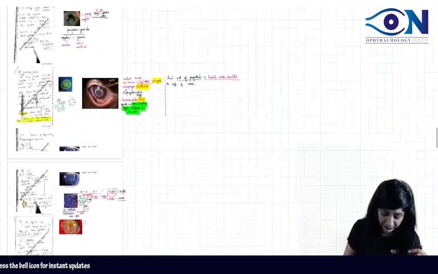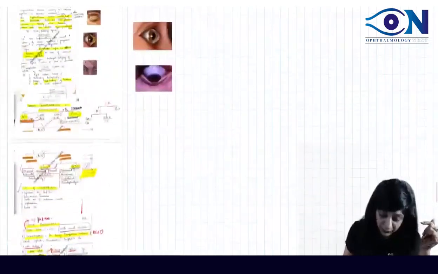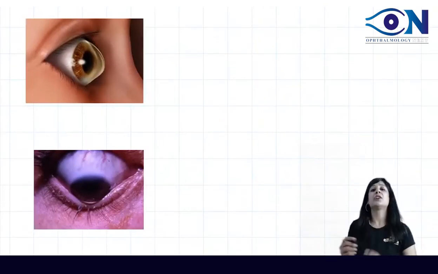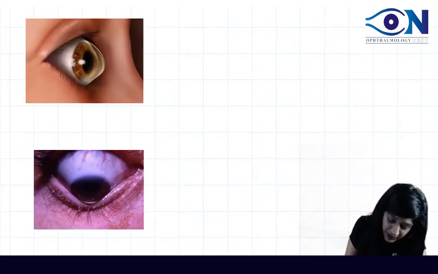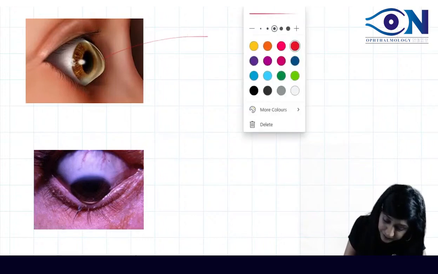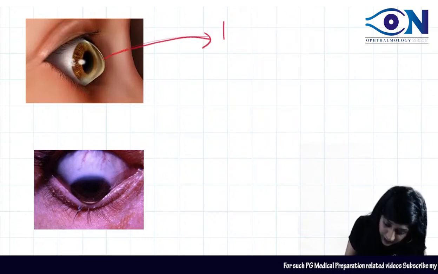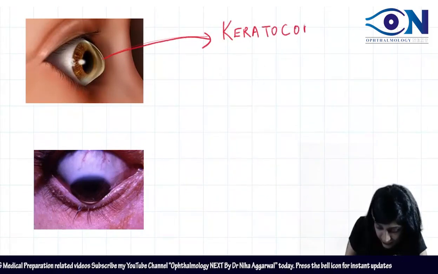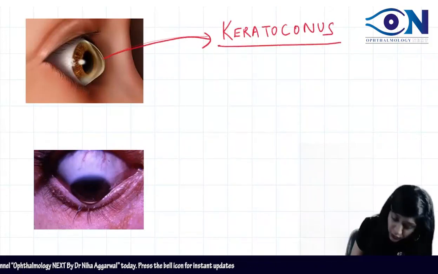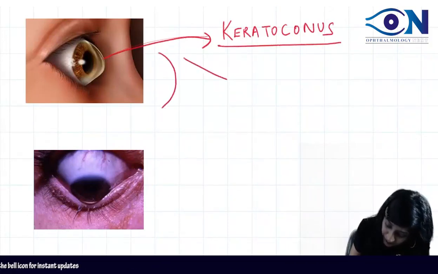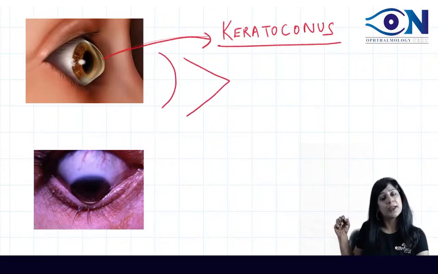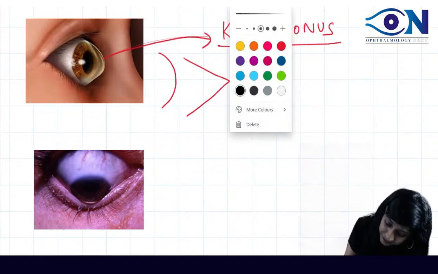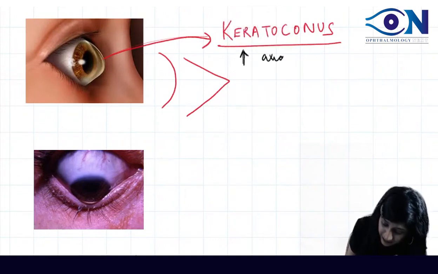Another important thing is when we talk about non-infective ulcers. One important non-infective condition is keratoconus. Very, very important. Instead of the convex cornea, I am having a conical protrusion of the cornea. Okay? So when I am having this, there is an increased axial length.